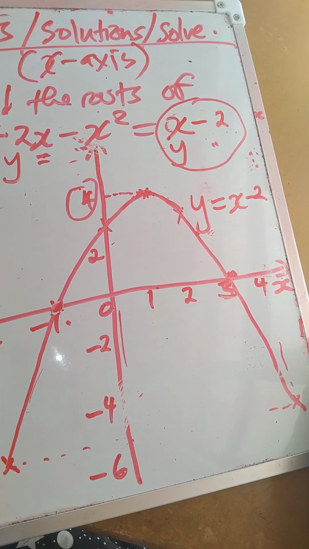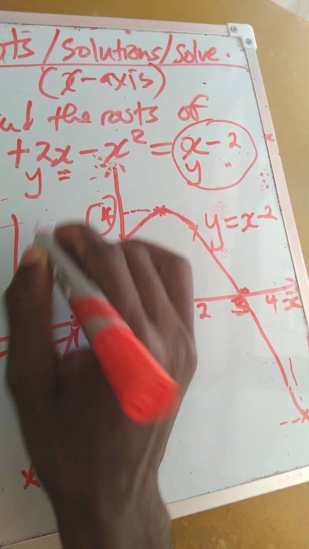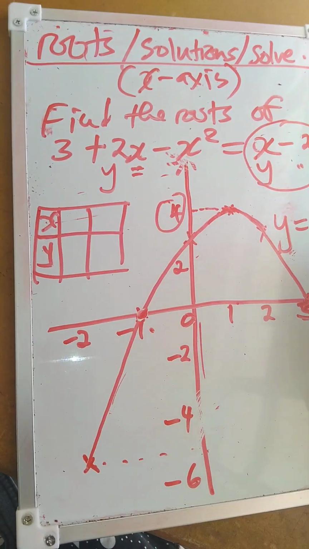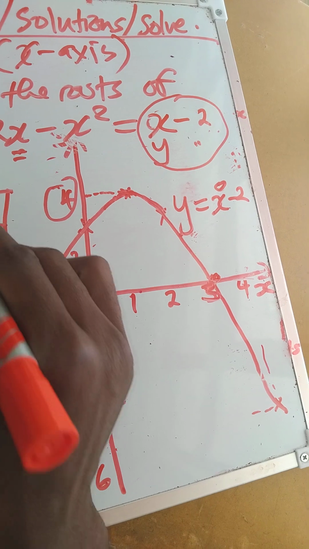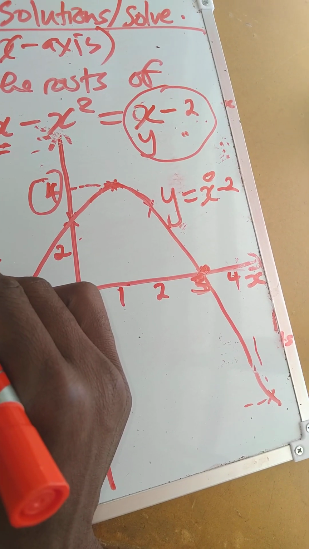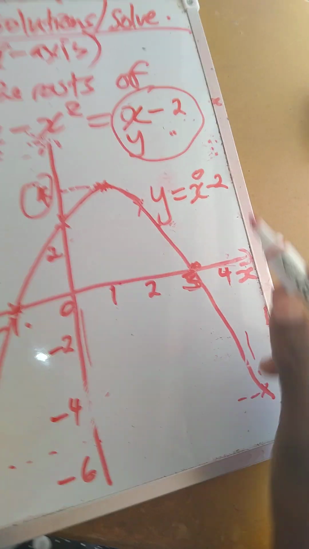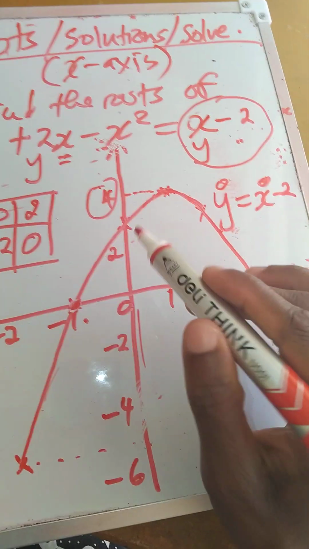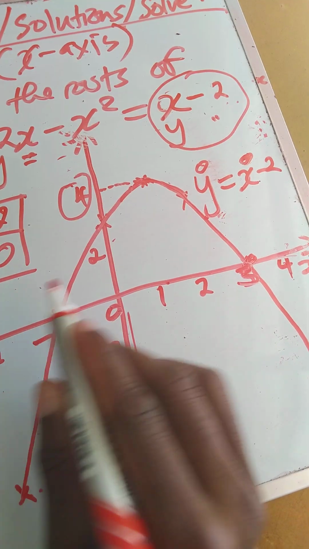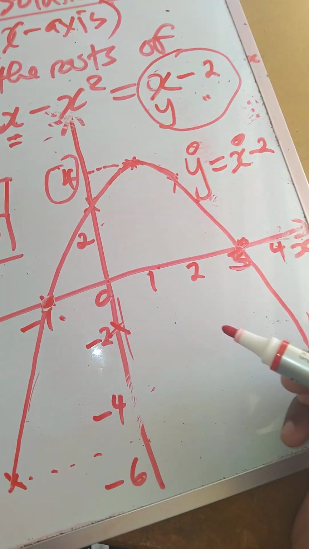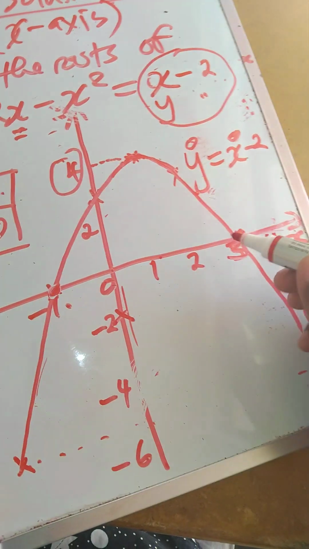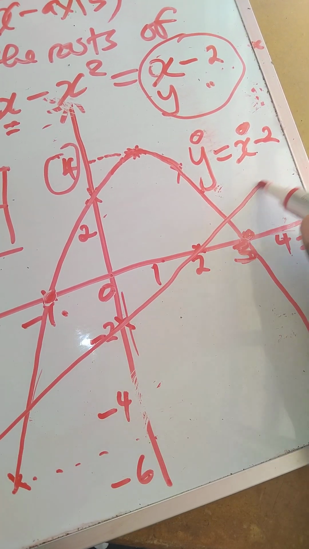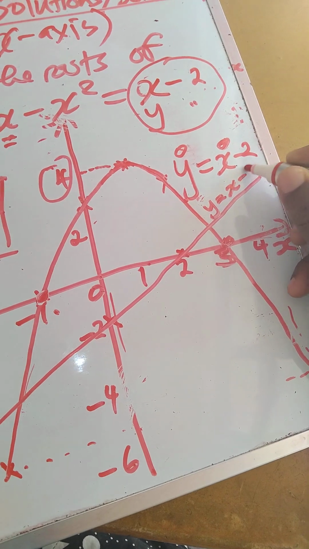How to draw a straight line graph? You make a table of x and y. When x is 0, y is -2. When y is 0, x is 2. So we are going to plot 0 and -2 here, this one. Then 2 and 0 here. So our graph goes through here. This is y is equal to x minus 2.